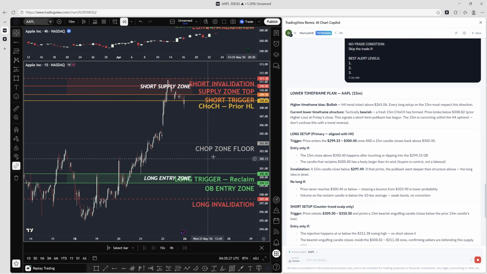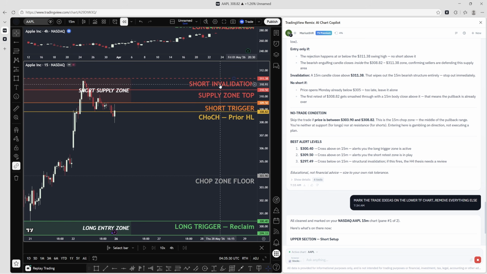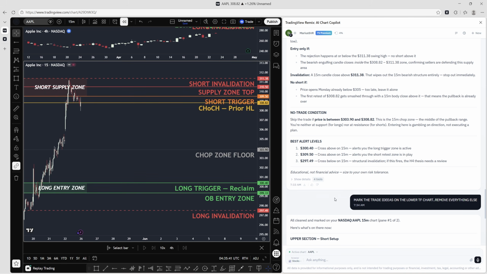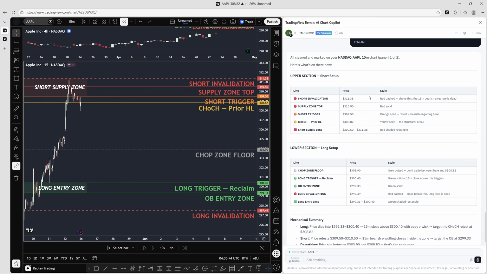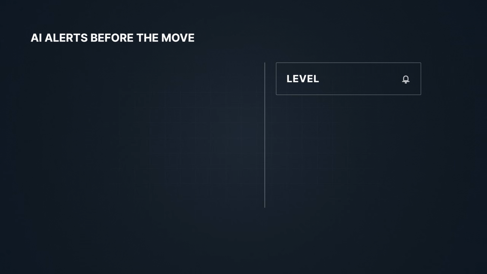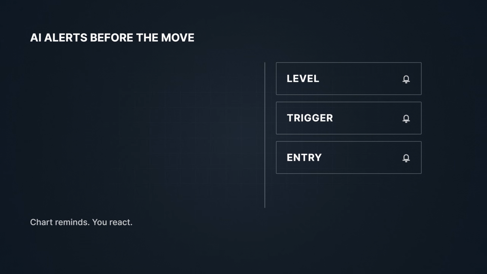If it gives you anything vague, push back. Ask it to be more specific. What price level would confirm the long? What candle pattern are we waiting for? Keep refining until the plan is something you could hand to someone else and they'd know exactly what to do. Okay, so now you have a trading plan, but only if the chart reminds you before the trade is already gone.